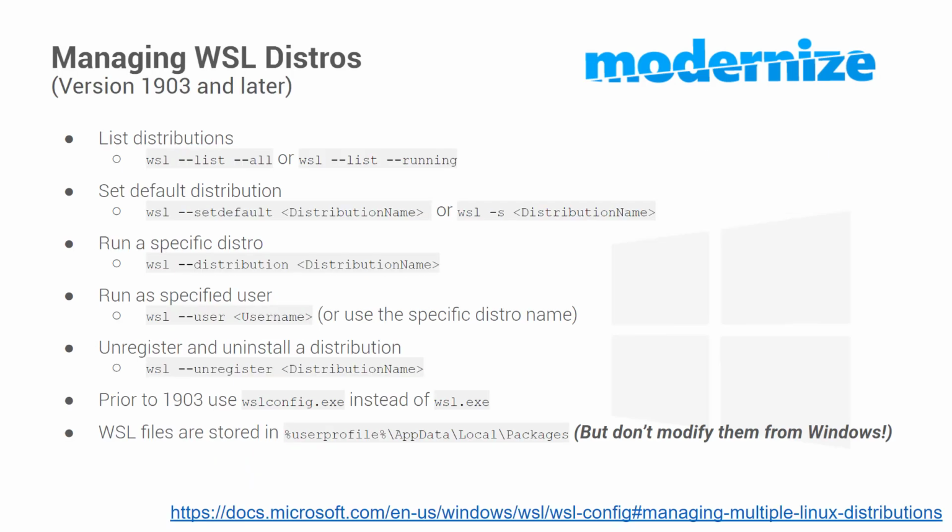Here's some useful things for managing it. You can find more information at the link down at the bottom. WSL -l or --list will list your distros. You can do all the distros or just the running distros. You can change your default distribution. So that's the distribution that launches when you do WSL. You can run in a specific distro either by typing the distro's name or WSL with the distribution name, and you can run the distro as a specified user.